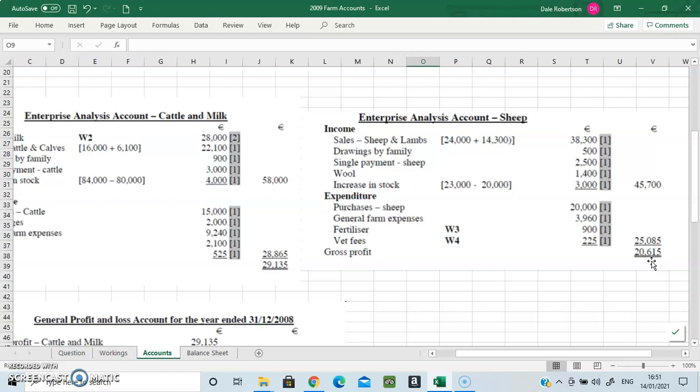20,615. So you can see that the cattle enterprise is slightly more profitable than sheep, but overall it's quite evenly balanced.